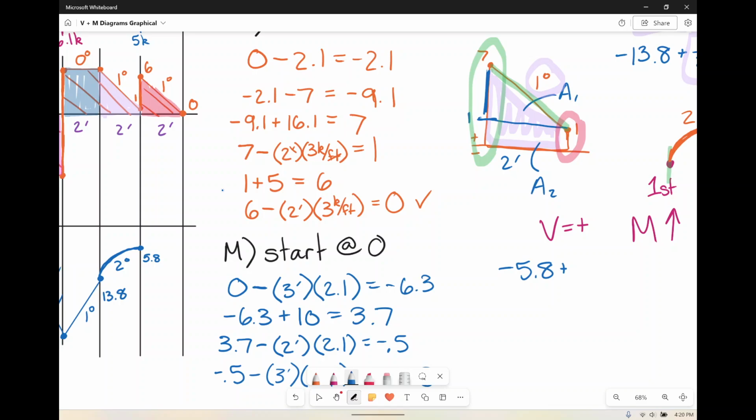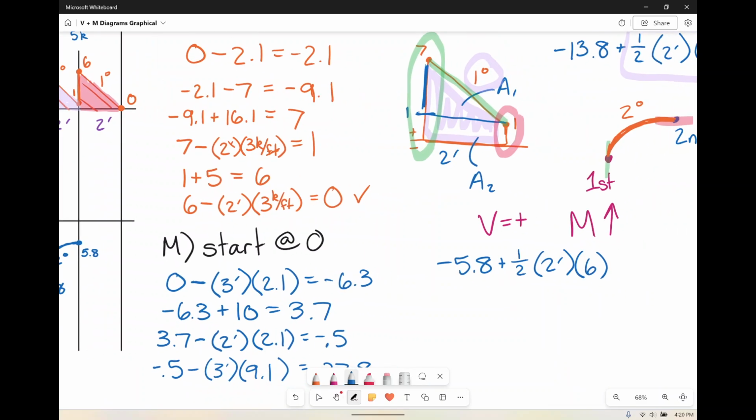And again, the area of a triangle is 1/2 base times height. The base is 2 feet, the height of that is 6. So negative 5.8 plus 6, you're seeing it's 0.2. And you're like, uh-oh, that's not 0.